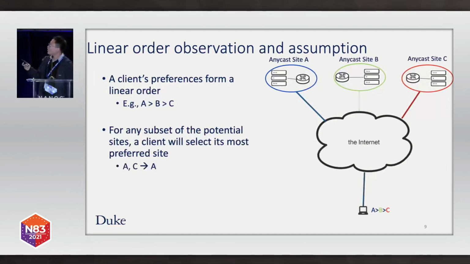For example, if we only enable Anycast site A and Anycast site C here, Anycast A will be selected in the end. If we only enable Anycast site B and Anycast site C, Anycast site B will be selected. And if we enable all Anycast sites, the most favorable one, that's Anycast site A, will be selected.